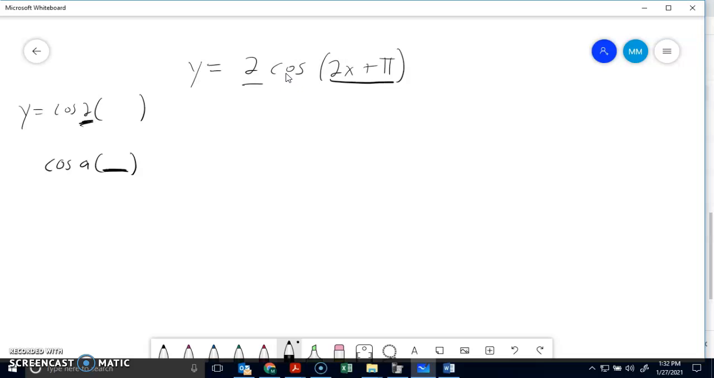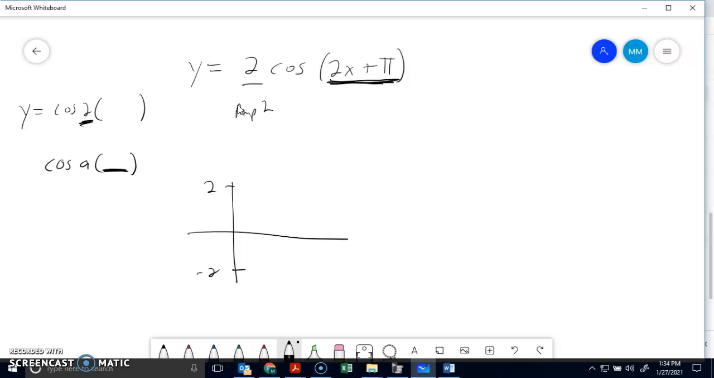So how do I deal with something inside the parentheses? Again, amplitude is 2. That's easy. That just means I'm going to be going from -2 to +2. But then here, what happens inside? Now, obviously, H is negative pi. So that means I'm going to be moving. There's more going on there because all of this is inside parentheses.